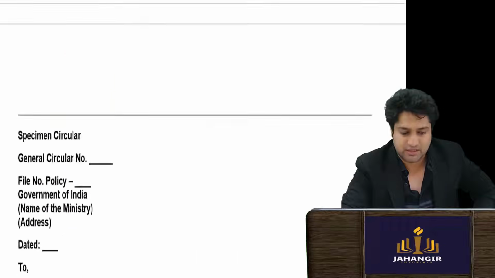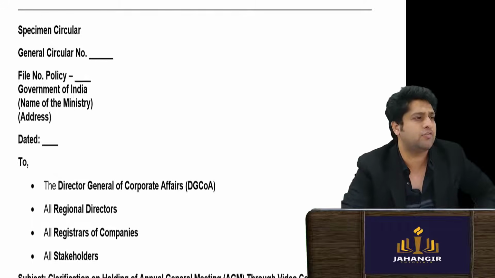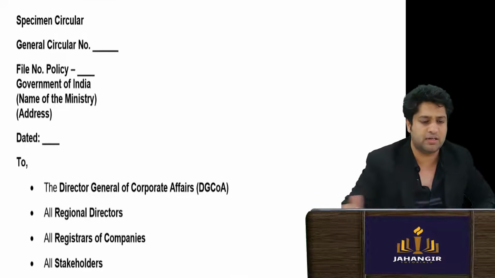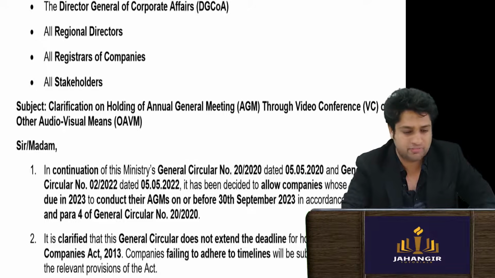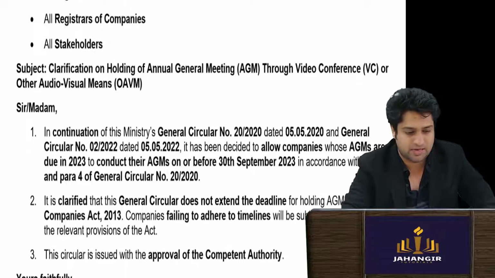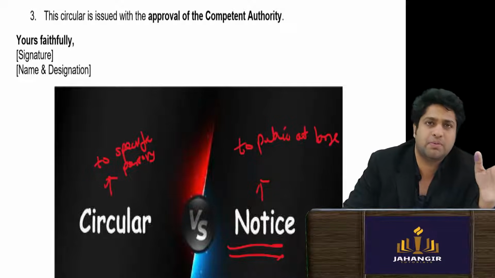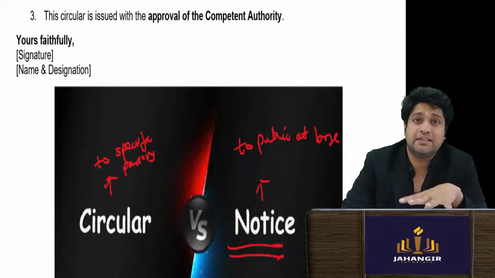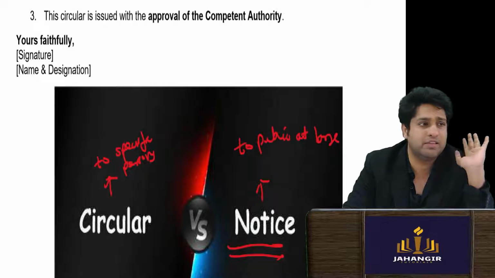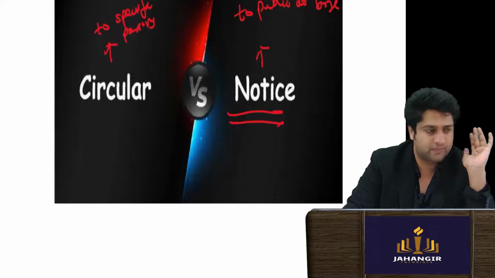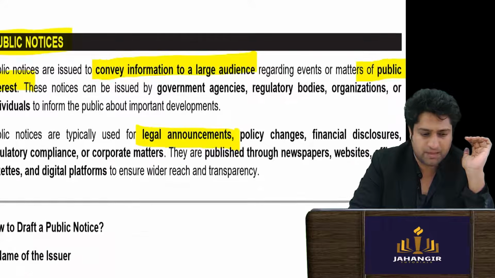This is there. Now, this is another kind of circular, dated, on the subject of clarification of holding an AGM through online services, sir, madam. So basically this was a letter given by the company to the authority that we are conducting an online AGM. So that is there. Then comes the public notice.